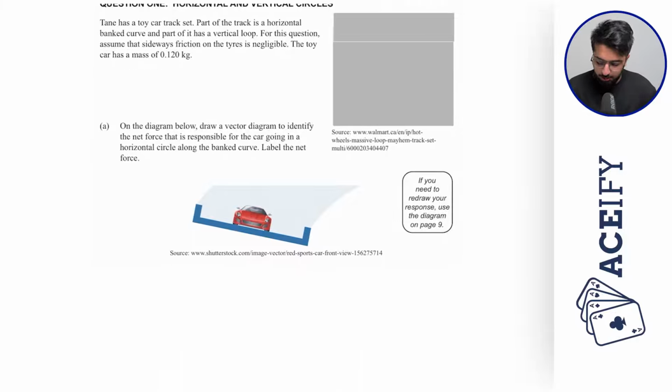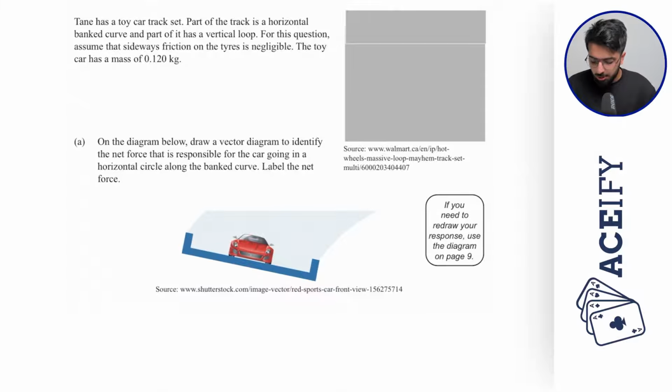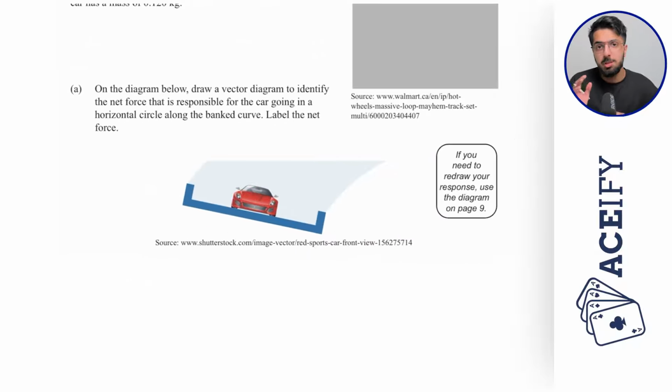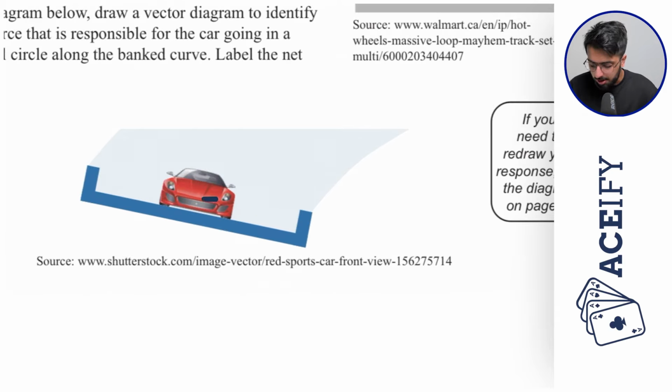Alright, so in this first question we need to draw a vector diagram to identify the net force that is responsible for the car going around in a horizontal circle, okay? And obviously from our circular motion we should know that if a car is going in a circle, there must be a force accelerating it towards the center of the circle, and so that is our net force right here, okay? F net.